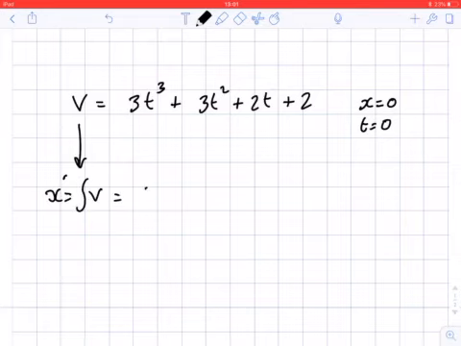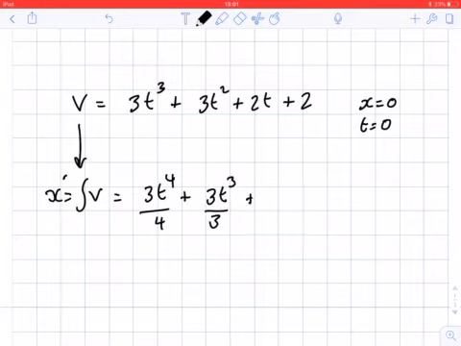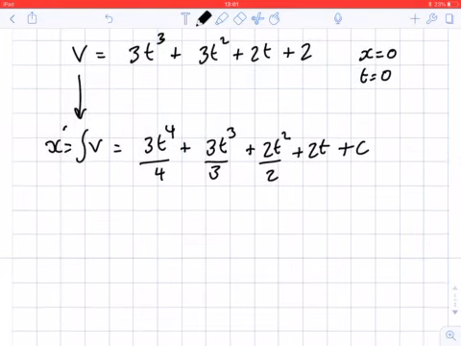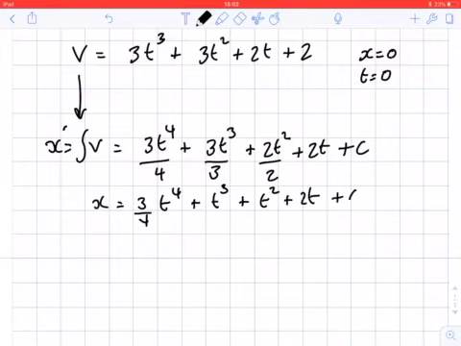So integrating 3t cubed becomes 3t to the 4 over 4. 3t squared would become 3t cubed over 3. 2t would become 2t squared over 2. Plus 2t, and then plus the constant of integration. Now this can be simplified slightly, so we could say that that's 3/4 t to the 4, plus t cubed, plus t squared, plus 2t plus c.